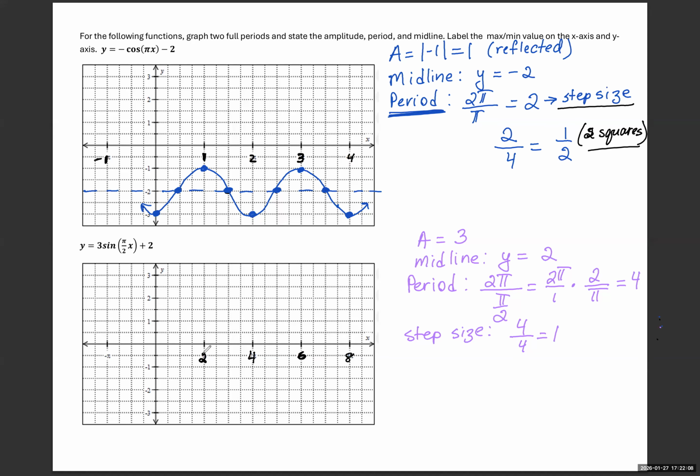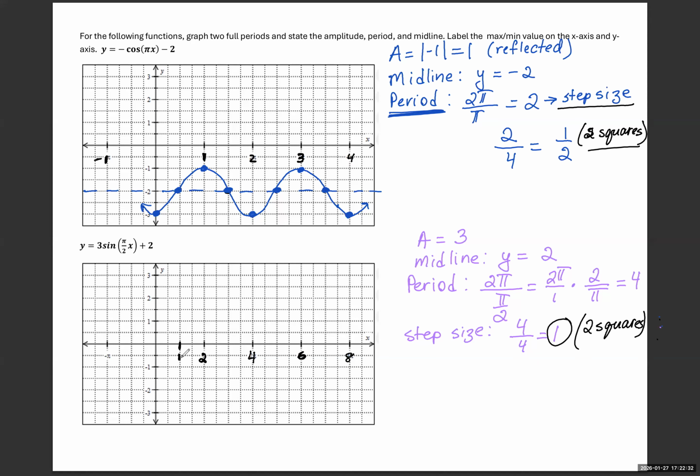Okay, what does that mean? Well, the step size is 1, which once again is 2 squares. Now that is because I'm labeling it this way. If I labeled this as 2, then my step size would be 1 square, but I didn't. So we'll go ahead and go with this.